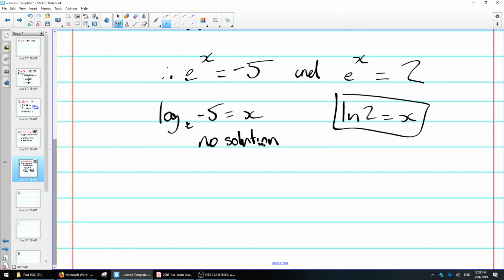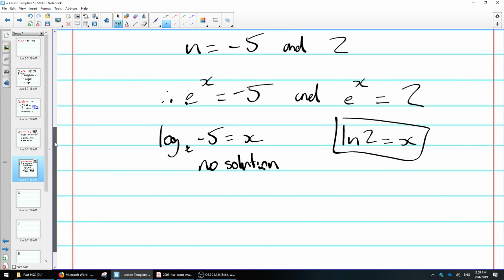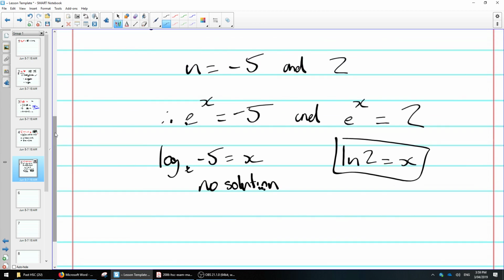So why did you just out of nowhere bring in log? What you were doing is the quadratic, and then you found out what u was. How did you get to there? Okay, so we don't care what u is. We found u equal to negative 5 and 2. We reverted that substitution, so now we have e to the power of x equals each of those. So what we're asking is e to the power of what equals 2, and e to the power of what equals negative 5. Solving that by itself will take forever.